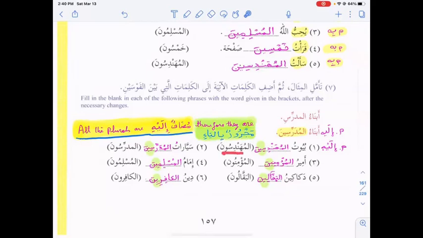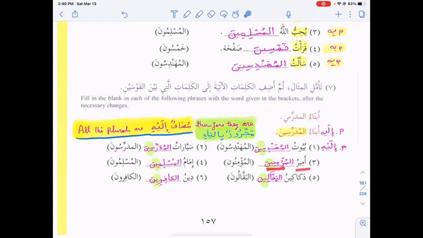Buyutul muhandisina. See, muhandisuna became muhandisina, mudaf ilayhi. Easy. Sayaratul mudarrisina, the cars, the houses of the engineers. This is also plural. Abnaul mudarrisina. Buyutul muhandisina, the houses of the engineers. The cars of the teachers, sayaratul mudarrisina. See, mudarrisuna, mudarrisina.